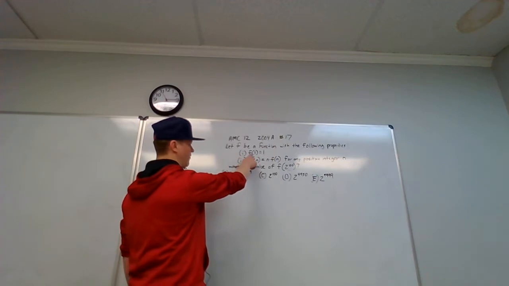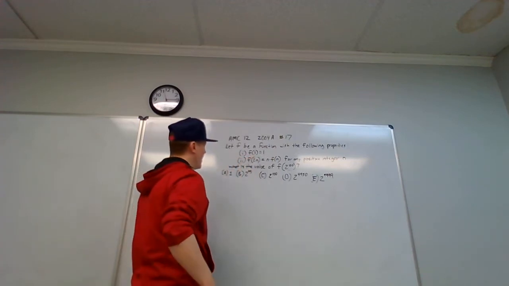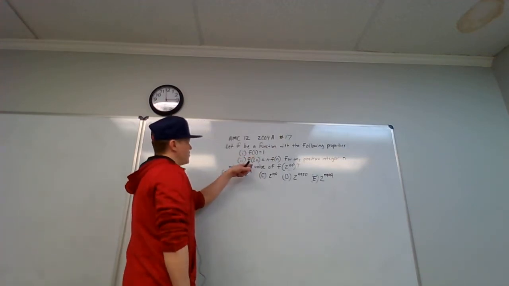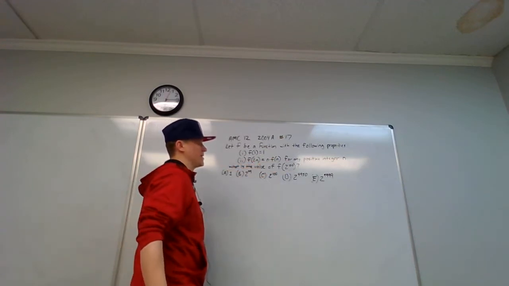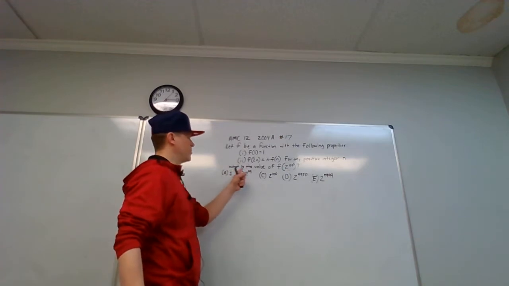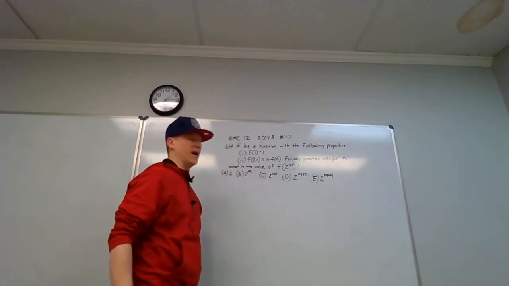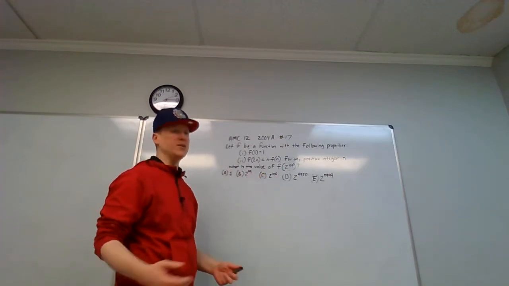Number one, f of 1 equals 1. Number two, f of 2 to the n equals n times f of n for any positive integer n. And ultimately, it wants to know what is the value of f of 2 to the 100.